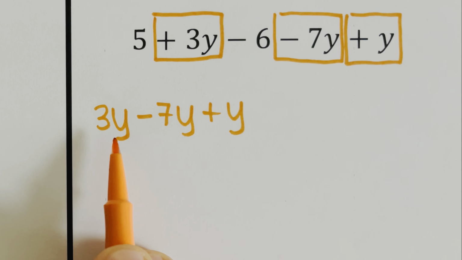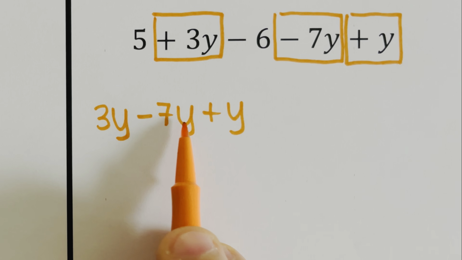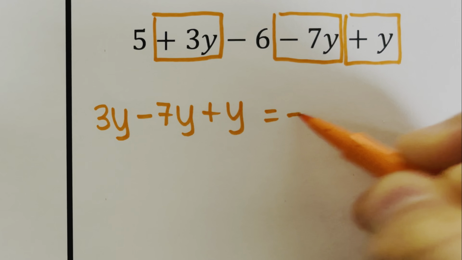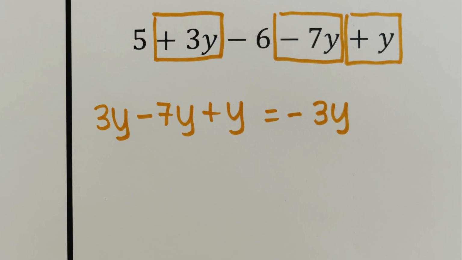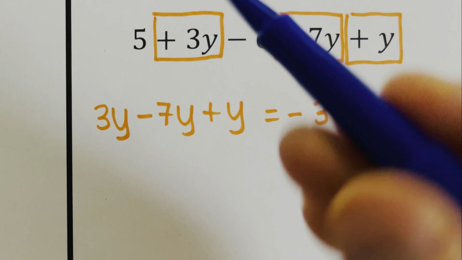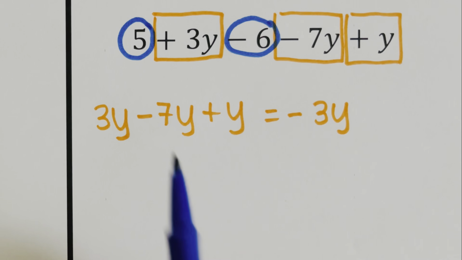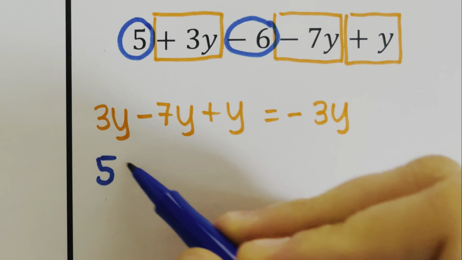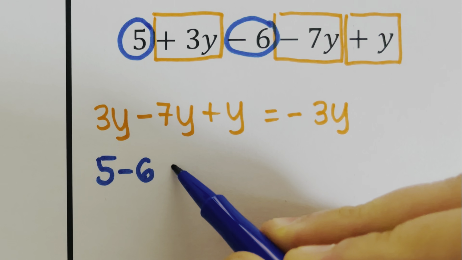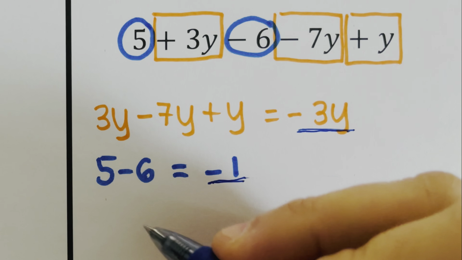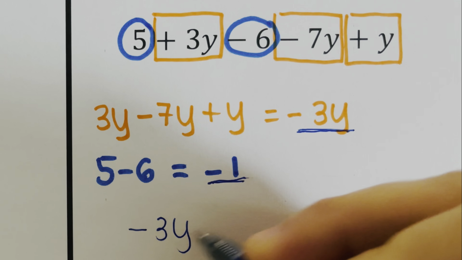If we add all these three together, 3y minus 7y plus y is actually negative 3y. And so we're done with the ones that have y's on them. Now let's move on to those with no variables on them, or the constants. That would be 5, and then we have a negative 6, and that's it. So we write 5 minus 6 is actually negative 1. So we can say that the simplified version for this is negative 3y minus 1.